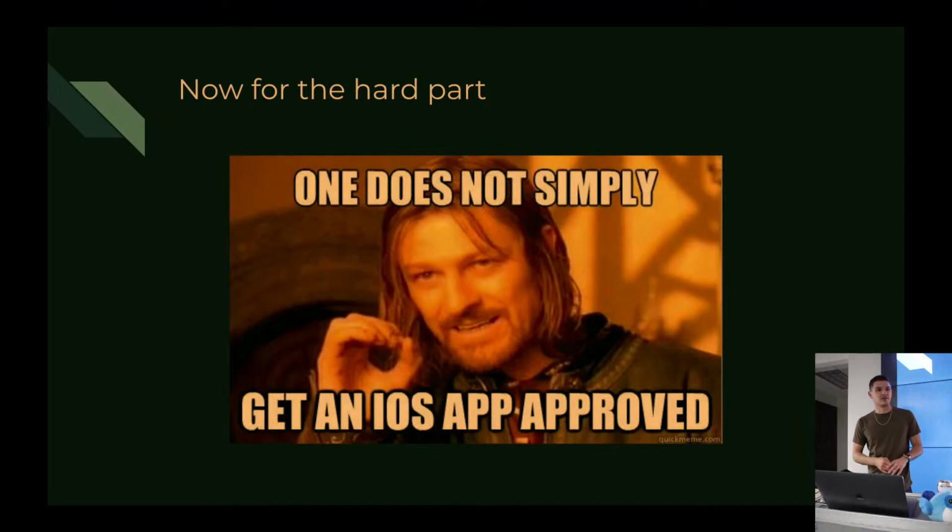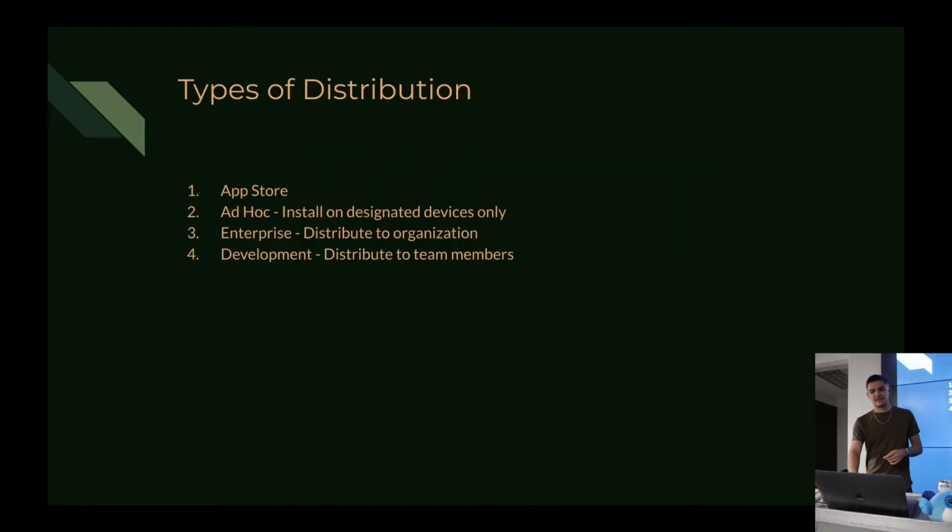Now for the hard part. You guys have built an app, but this is actually the hard part because getting something approved by Apple is no easy task. Before you actually go and distribute your app, though, you should know there's 4 different types of distribution. There's the App Store distribution, which is what we're primarily going to be talking about today. Then there's also ad hoc distribution, which you can install on only designated devices that are baked into an iOS certificate. There's Enterprise, which is a little bit different process to get, but it allows you to distribute your app internally and host that app on your own website. And then there's also the development, which allows you to distribute this app to any of your internal team members.